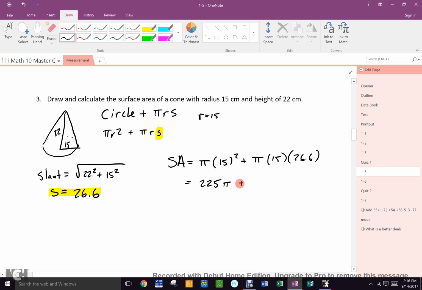And then this one is 399.4 pi. Because 15 times 26.6 is that, or something close to that. Everybody cool? Now what do I do if I have 225 plus 399.4? Add it to get 624.9 pi. That's what I want to see for an answer. Oh, 0.4. Sorry, 0.4. Thank you, Jashin. 0.4. I changed it. Everybody cool?